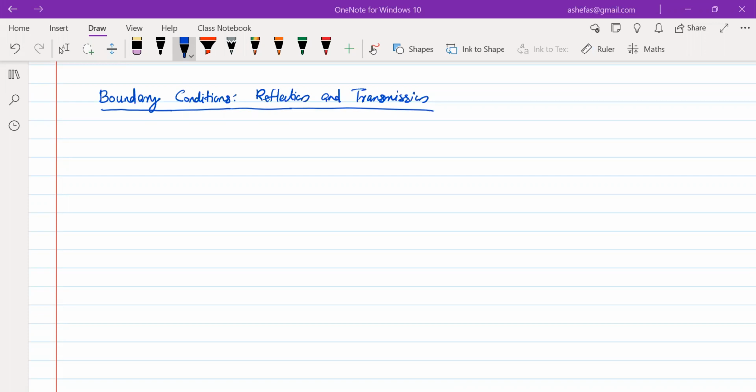Okay, so in the last class, we discussed in detail the representation of a wave in complex notation. So suppose you have a sinusoidal wave which is propagating in z direction, then it can be represented as f tilde of z,t, which is equal to a tilde e raised to i(kz minus omega t).